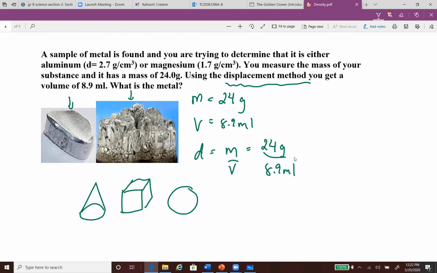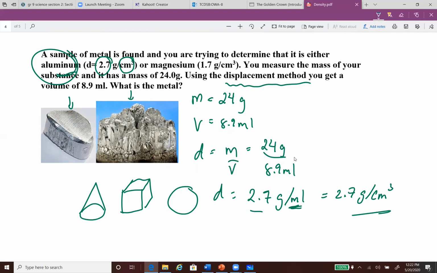Okay, so if I work that out, 24 divided by 8.9 on my calculator, I get 2.7 grams per milliliter. Now, you'll notice that that number matches up with this. So my substance is aluminum. Remember that milliliters is equivalent to centimeters cubed, so this is the same as saying 2.7 grams per centimeter cubed. Okay? So by using density, we could figure out that this unknown sample is actually aluminum.